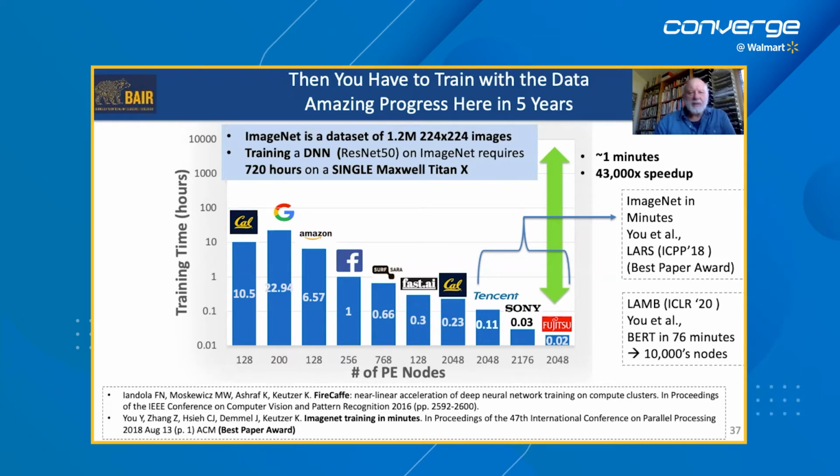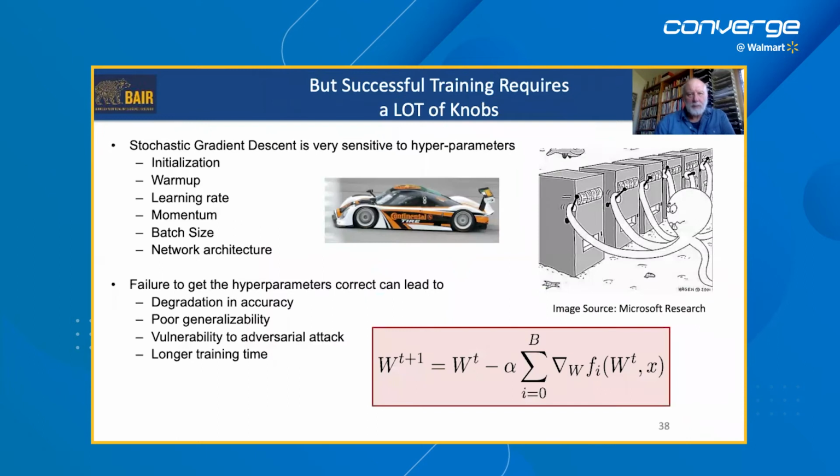But we did have another impact with the LAMB algorithm, which was used in collaboration with Google to reduce the training time of the natural language understanding neural net BERT to only 76 minutes. So that's just very lightly on the progress in that area.